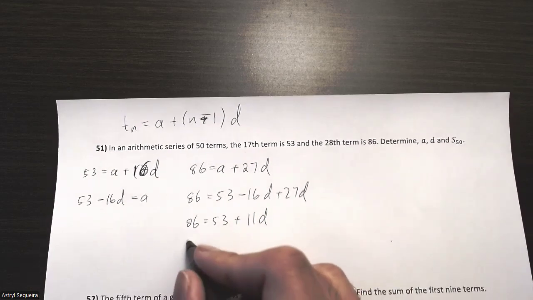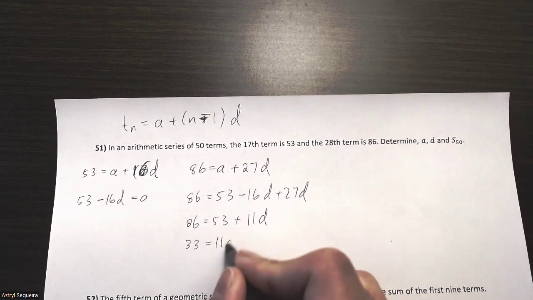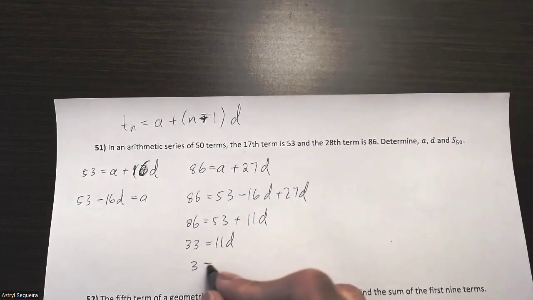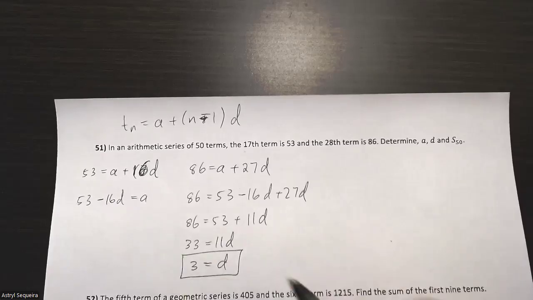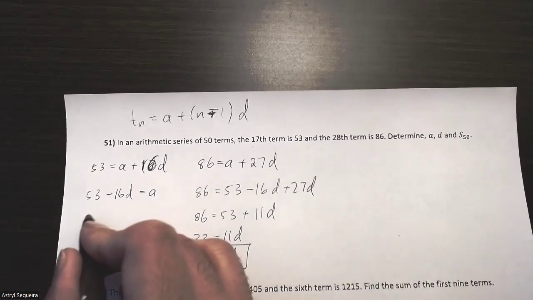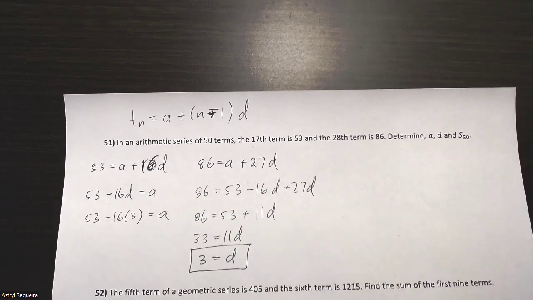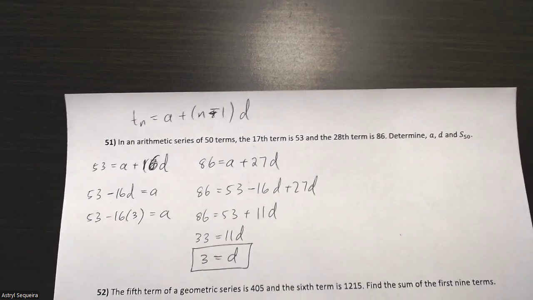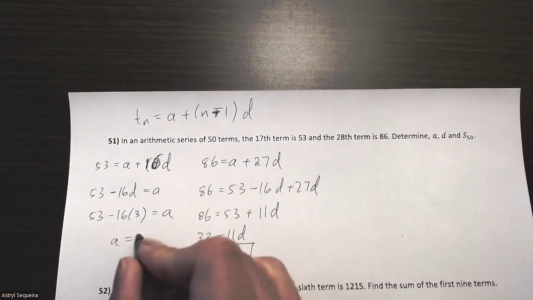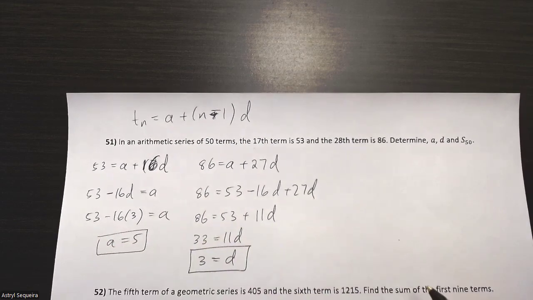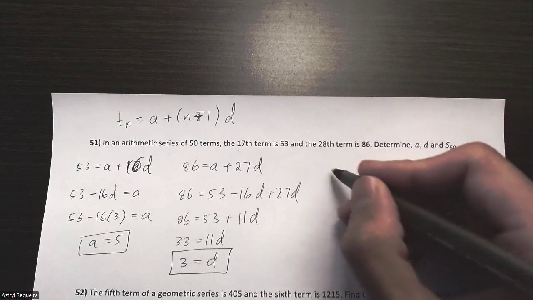I'll subtract 53 on the other side. And then I'll divide by 11. So d equals 3. And then I'll just sub in my d over here to find my a. And a equals 5. And then I have to find S50.